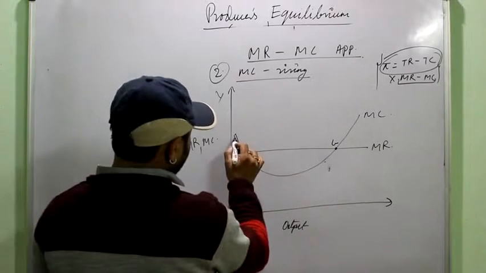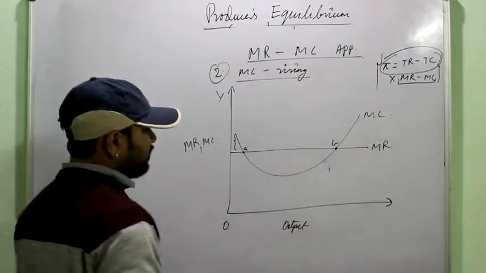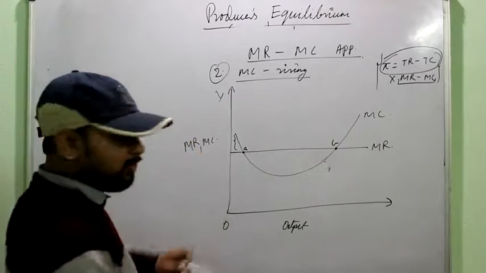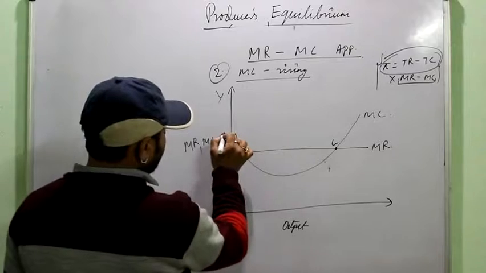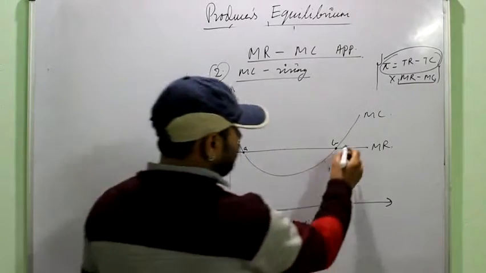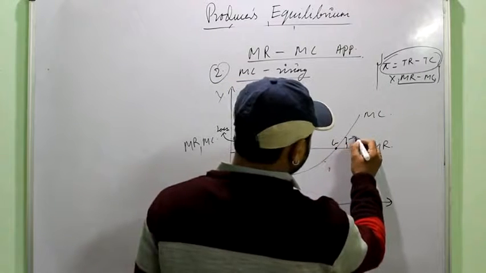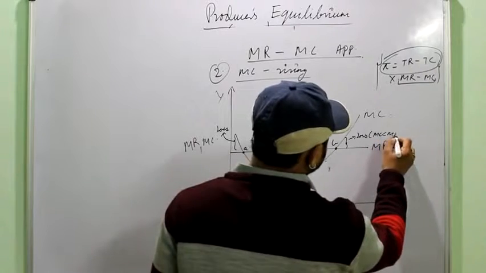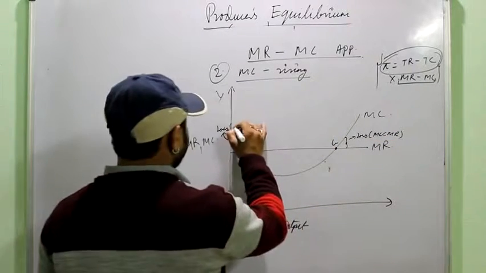But first look at this point. This is the point where the cost incurred on the commodity is more than the revenue. So it means at every such point there is a loss for the producer, right? Similarly here also there is a loss for the producer, because here his marginal cost is more than the marginal revenue, and same here.